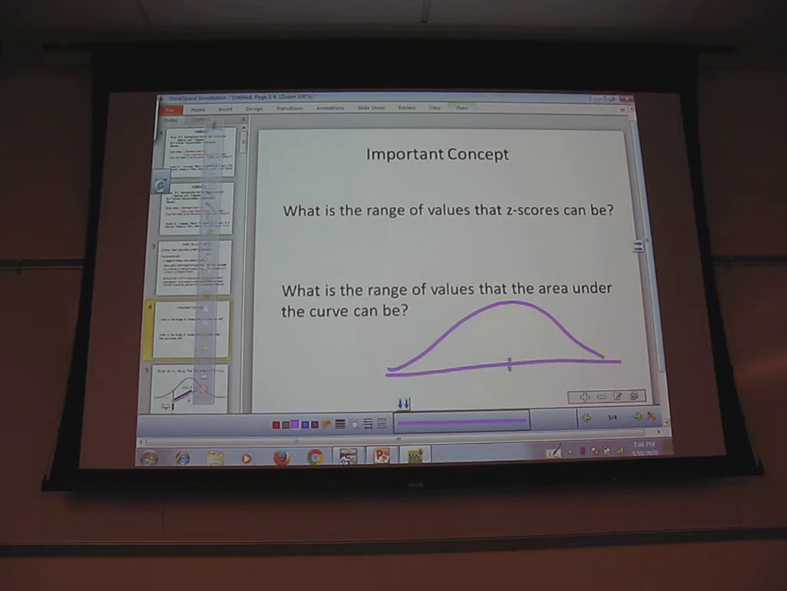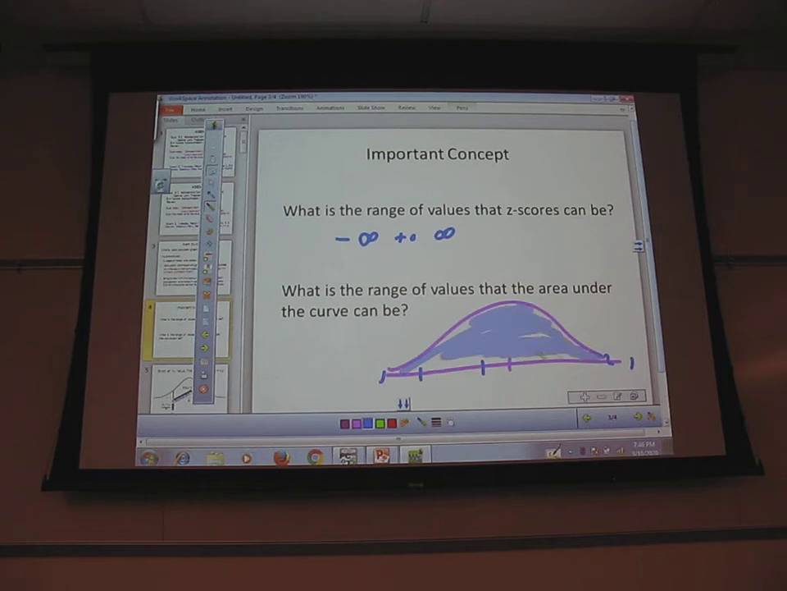My z-scores are all the guys along here. They're these guys. Those are all anywhere from negative infinity to positive infinity. And the range of values that the area under the curve can be, that's this stuff here. This is my area under the curve.